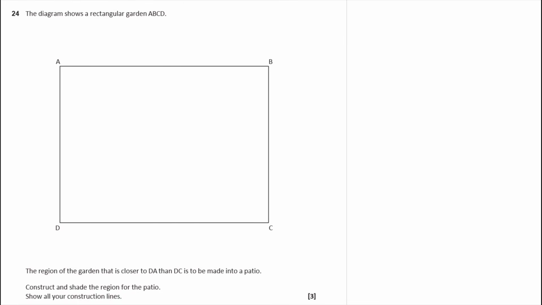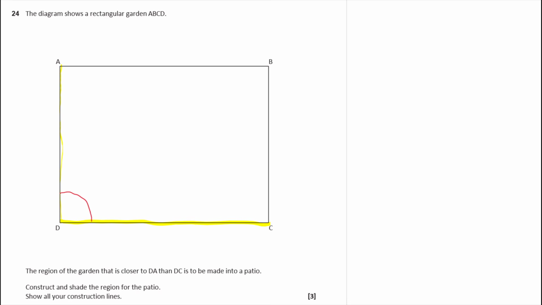Now to draw an angle bisector between DA and DC, where's DA? DA is this line here, and DC is this line here. So we need to bisect this angle that is between these two lines, okay?